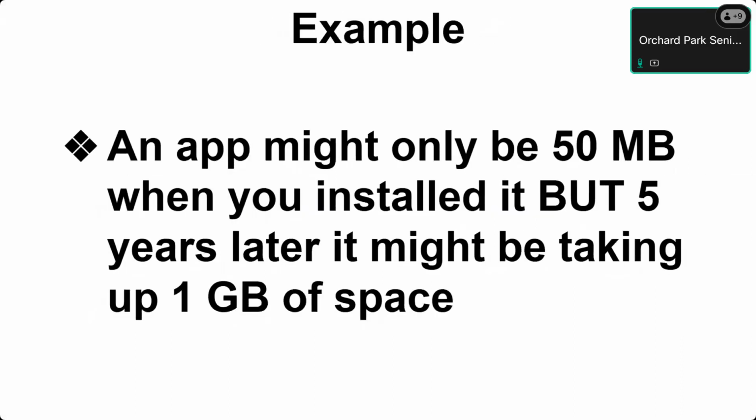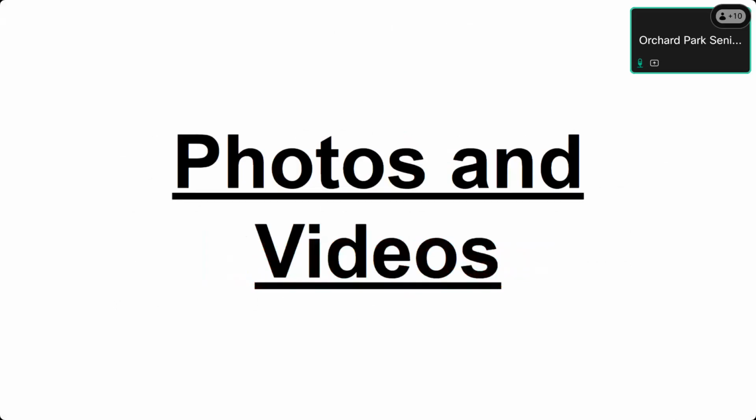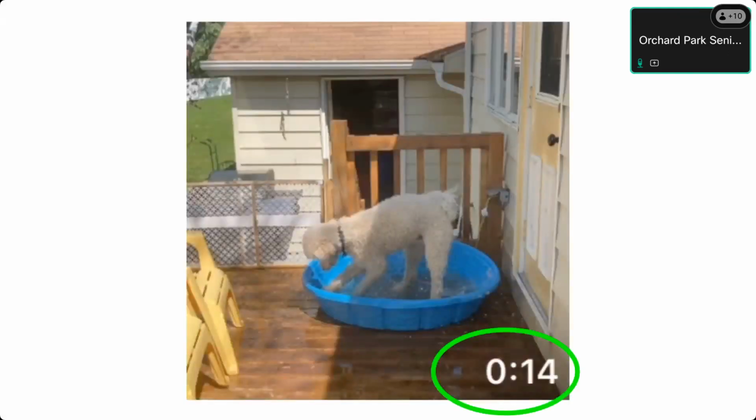So actually, I think we're going over that section I mentioned right now. A good example would be an app that you just installed might be 50 megabytes right now, which in the grand scheme of things is absolutely nothing. But then 5 years later, that same app might take up a full gigabyte worth of space. So you have to be aware that situations like that are going to be happening. So we're going to go over some file size examples just to give you an idea of what things take up on your device. So a couple examples of photos and videos.